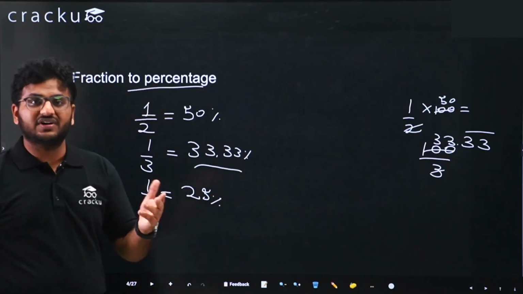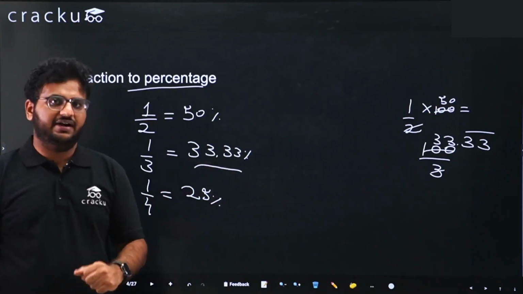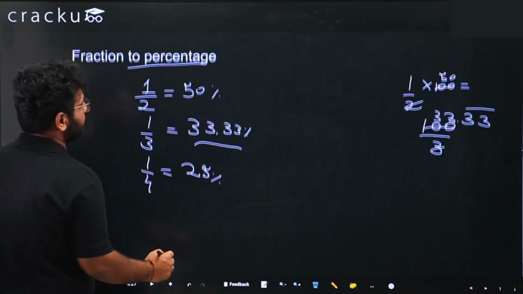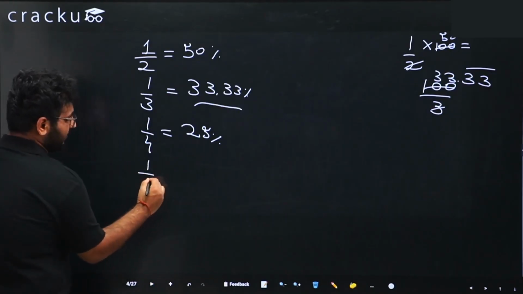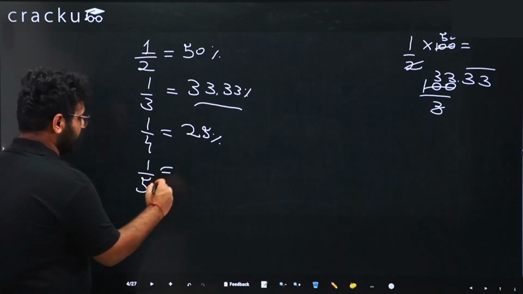We can see also 1 by 4 into 100 is what? 100 by 4. 4 into 25 is 100. Hence 1 by 4 is 25%. Now we will do 1 by 5. So 1 by 5 would be what? 100 by 5, which is equal to 20%.